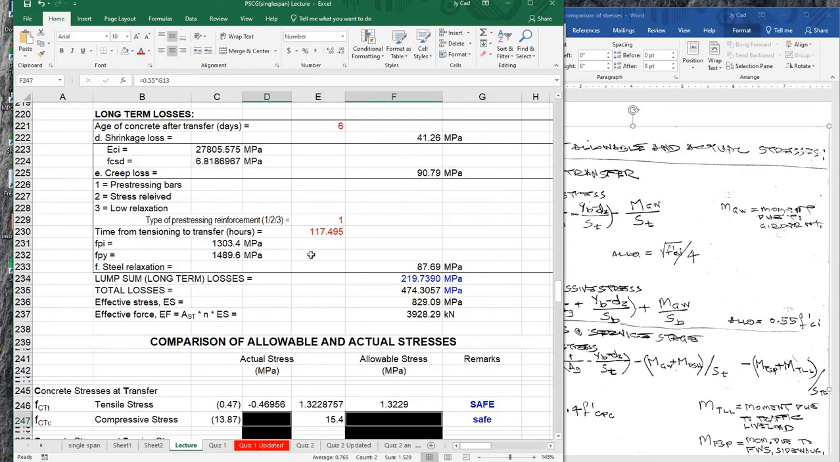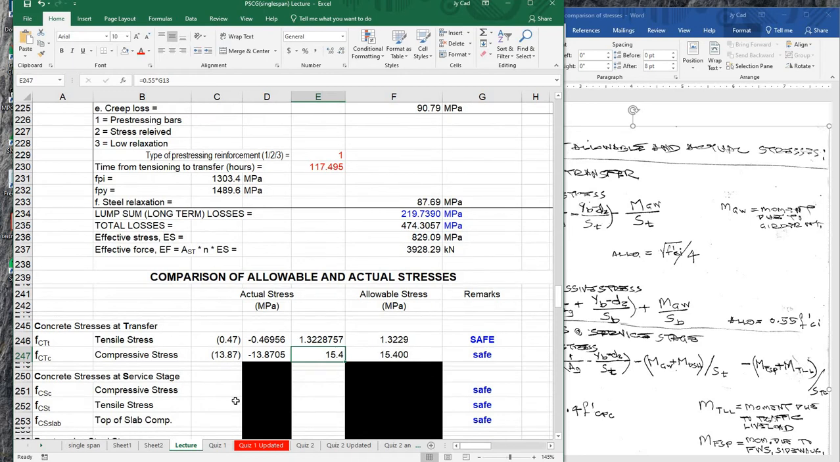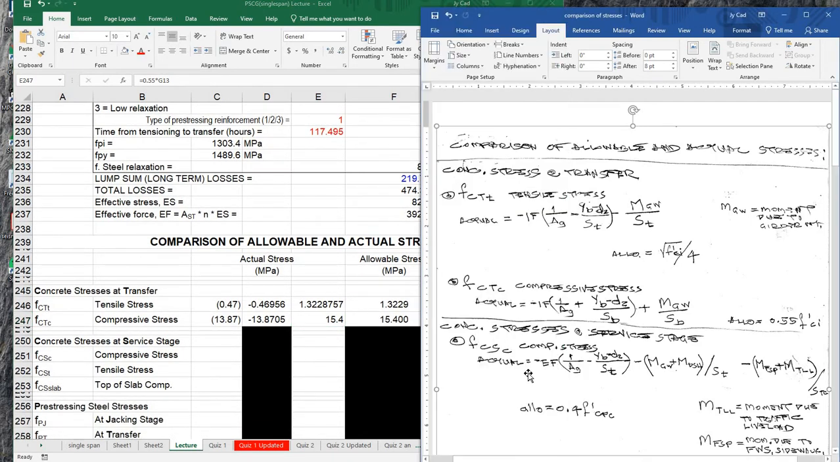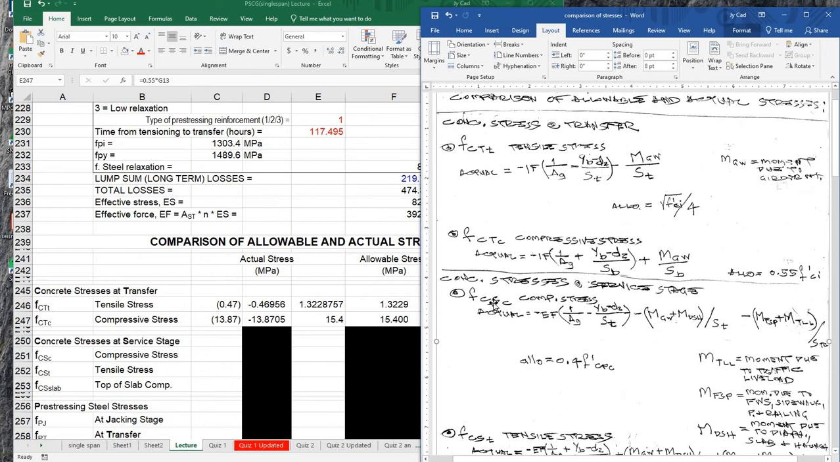Now, let me check. So, I will uncover that. See? They are the same. And then, now let's go to concrete stresses at service stage. Here we are. This one is a bit long, but it has some similarity to the concrete stress at transfer in the tensile.